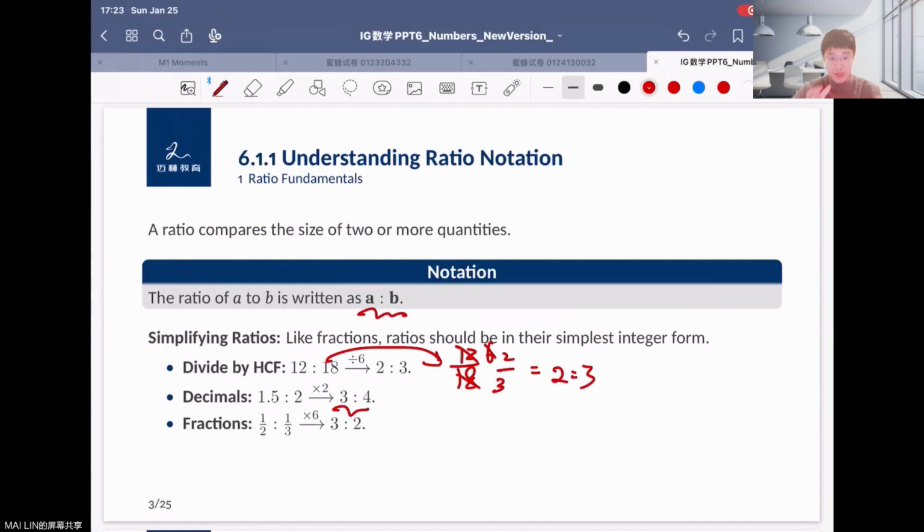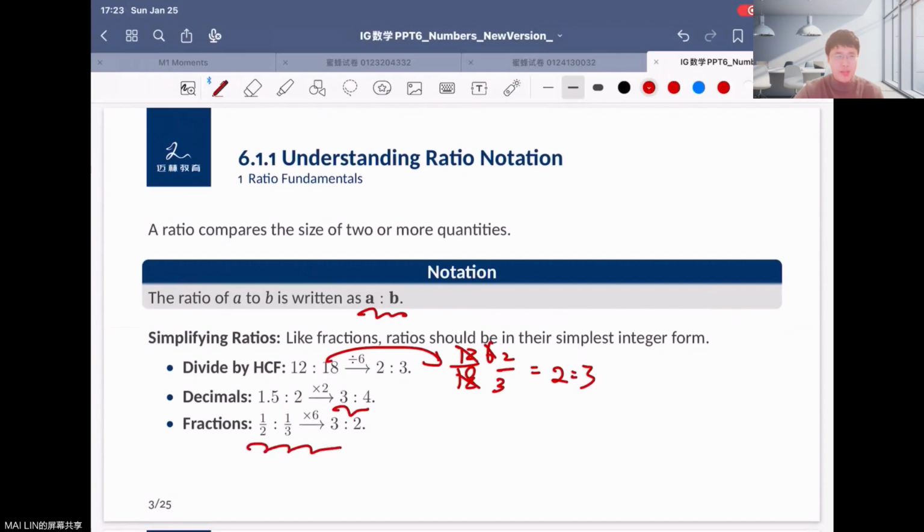And also for fractions, we can set here a half versus 1/3. If you want to make them a ratio, you can times 6 together. So 1 over 2 times 6 equals 3, and 1/3 times 6 equals 2. So here the ratio becomes 3 versus 2. Okay, that is for the fractions, 1 over 2 versus 1 over 3.